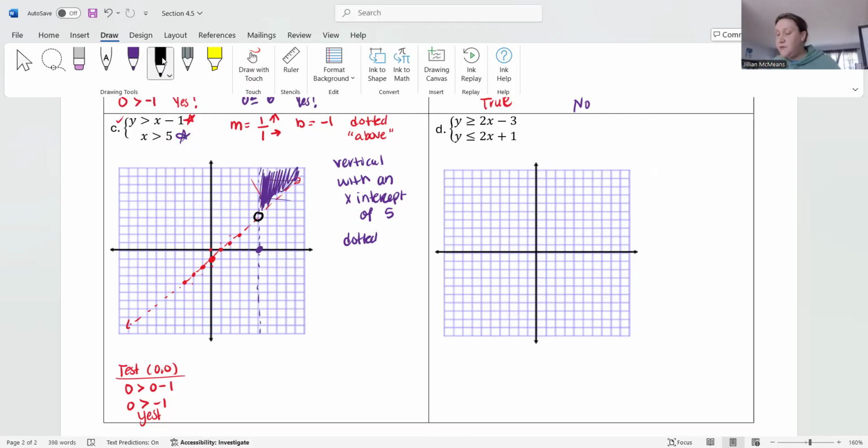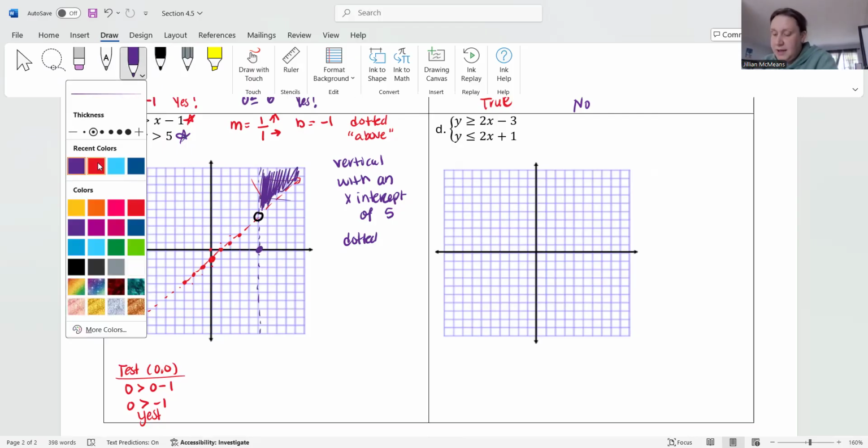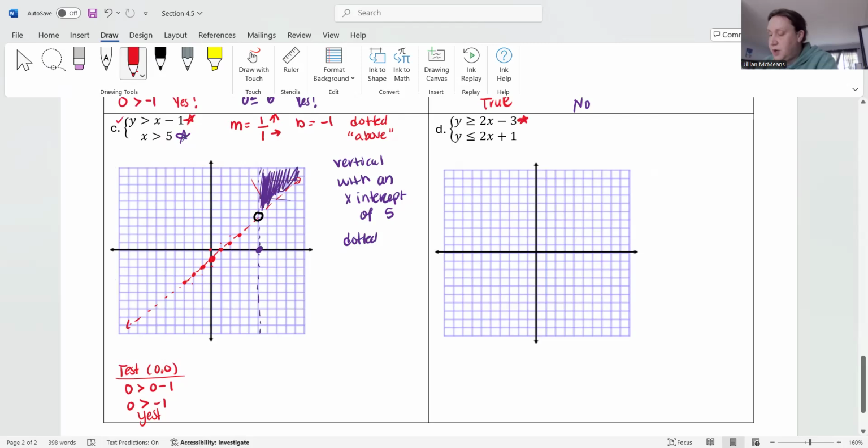All right. Now, finally, for the last example, luckily the two lines have been solved for y, so that's helpful. We can go ahead and get both of these graphed, so I'll use red and purple again.